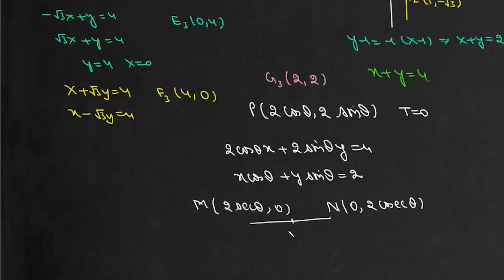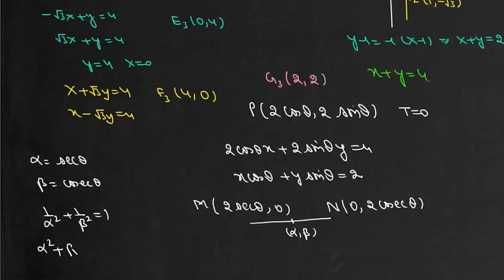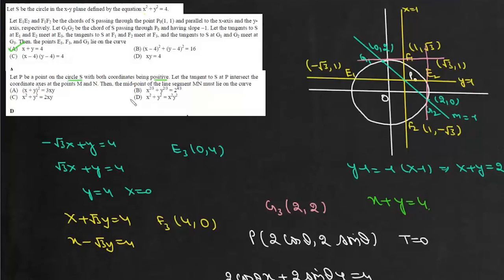Now we will find the locus of the midpoint of MN. Suppose this point is (alpha, beta). So we'll get alpha is sec theta and beta is cosec theta. Now we'll eliminate theta. We know that sin square theta plus cos square theta is 1. So we'll get 1 upon alpha square plus 1 upon beta square equals 1, or alpha square plus beta square equals alpha square beta square, and then we replace alpha with x and beta with y. So the required locus will be x square plus y square equals x square y square, and that's option D. So it matches with option D.